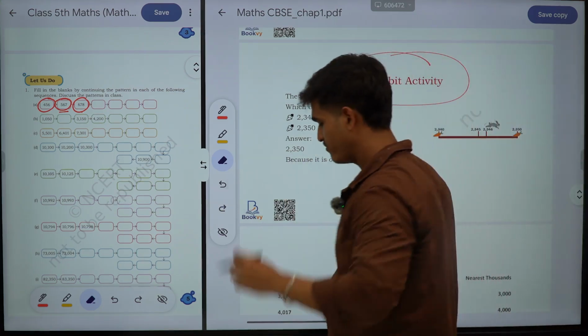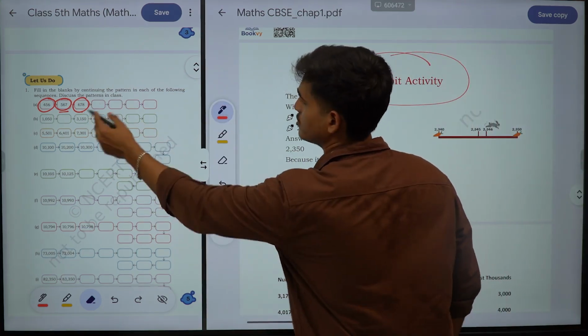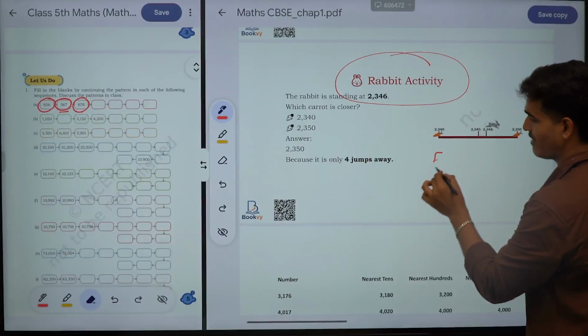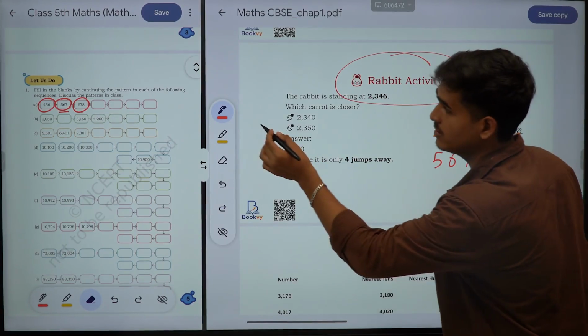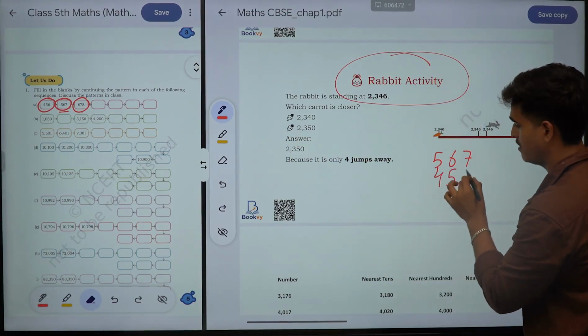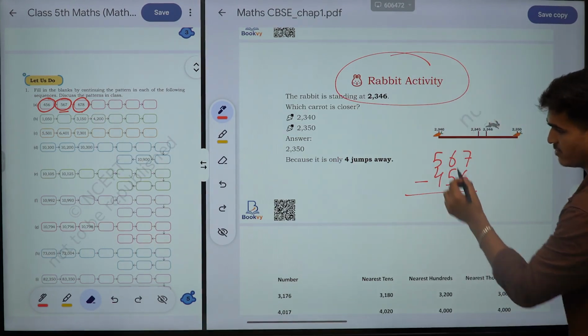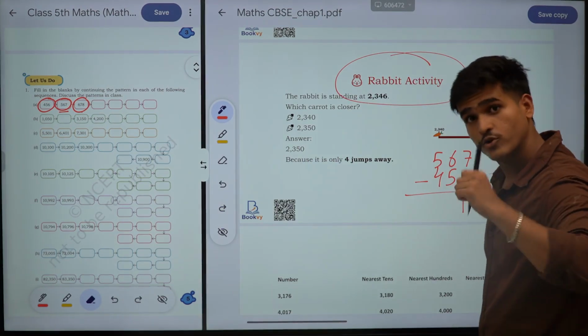Remember your difference, 111? Yeah, we'll go with it. So now check the first and the second number. What is the second highest number? 567, and what is the lowest number? 456. We'll do subtraction again for the difference. 7 minus 6 is 1, 6 minus 5 is 1. You also have to do it with me.